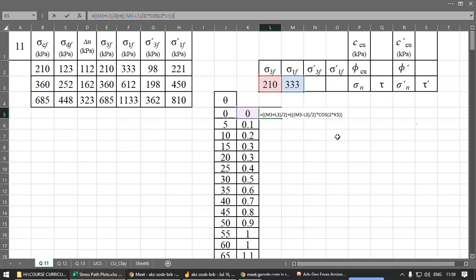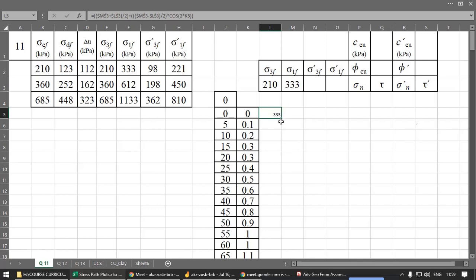So here, what are the things that will not change? This sigma 3 and sigma 1 and sigma 3, they will not change. They have to remain at the same value. So we will give dollar sign here. Shift dollar, similarly shift dollar, and here dollar, and here dollar. Okay, and into. So you see, at 0 degree, we have sigma 1.